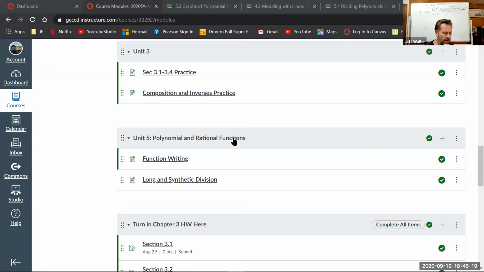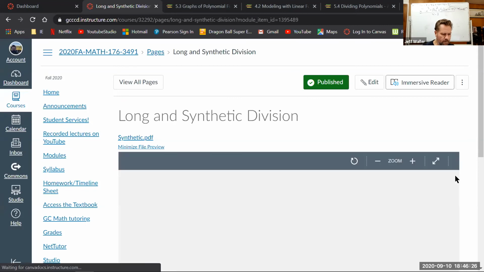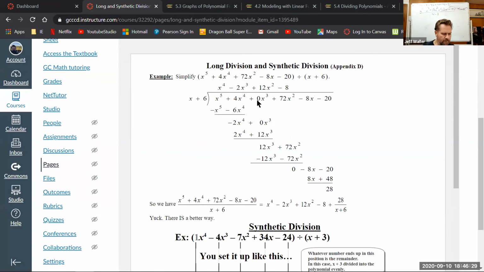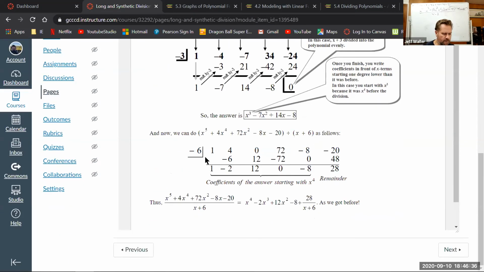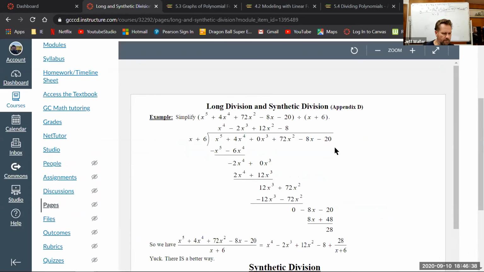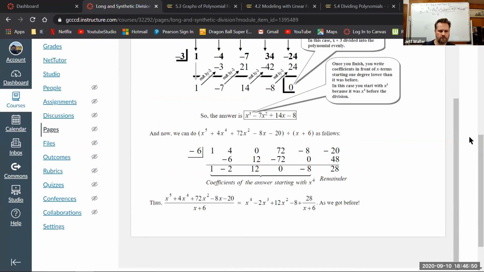So if you go on to Canvas right now, if you go to Unit 5, you've got that function writing thing we did last time, and then you've got this long and synthetic division. So I give you an example of long division. Look at that bad boy. And then I give you an example of synthetic division. And then I give you this first problem reworked with synthetic. So it's just a bunch of examples, so you can refer to that as you need, as you get more and more used to how this works. You guys with me? So you got that up there for reference.